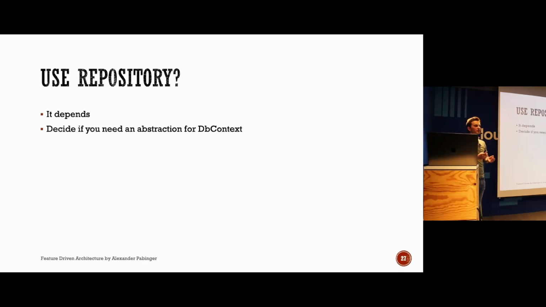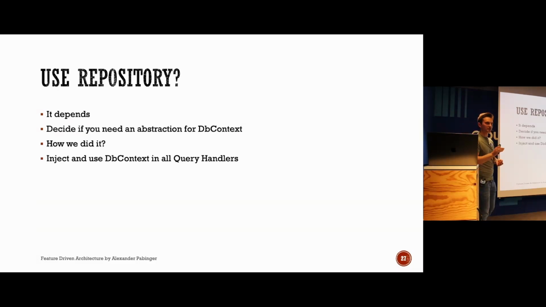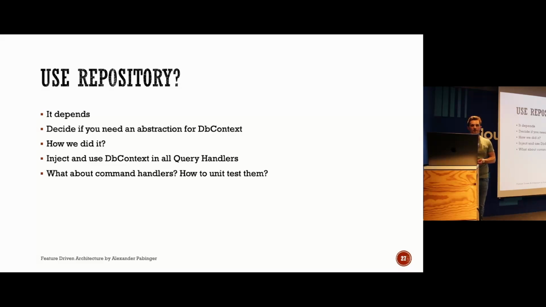It depends, because you should decide if you need an abstraction for DB context. I also saw projects where you have an interface called IDB context, where you have properties where you use the DB set in there. Then the abstraction does not really make sense, in my opinion. Yeah. And you could just simply use the DB context itself. How did we do it? We used the DB context in all our queries. We said this is an architecture decision where we had the rule that we use the DB context in our query handlers. It was really, really fast to build the features.